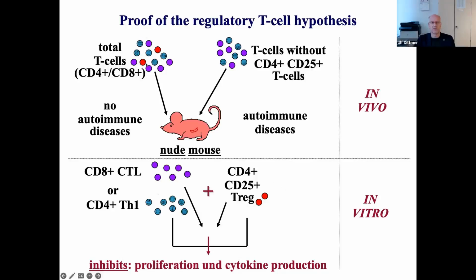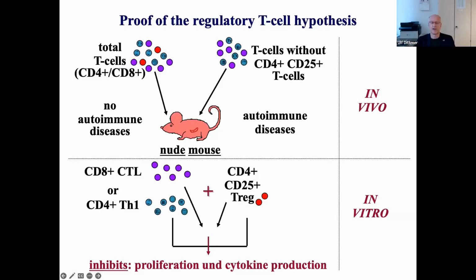And he did a very similar experiment in the mouse. He took nude mice that don't have any fur, and they not only don't have any fur, they don't have any T cells as well. And then he added T cells from wild-type mice into these animals, and they behaved normally. They did not develop any disease.